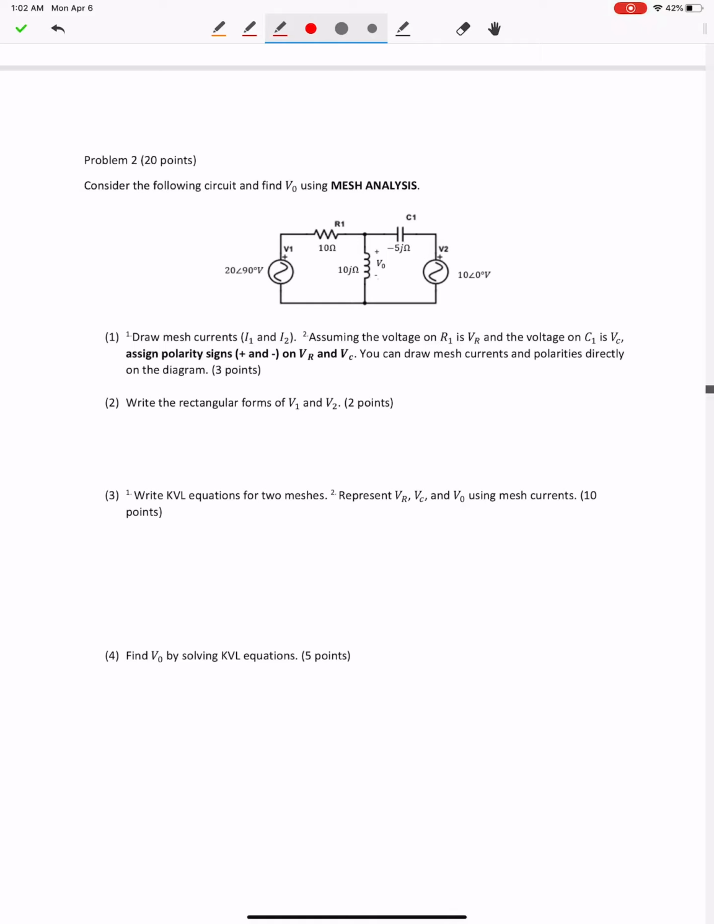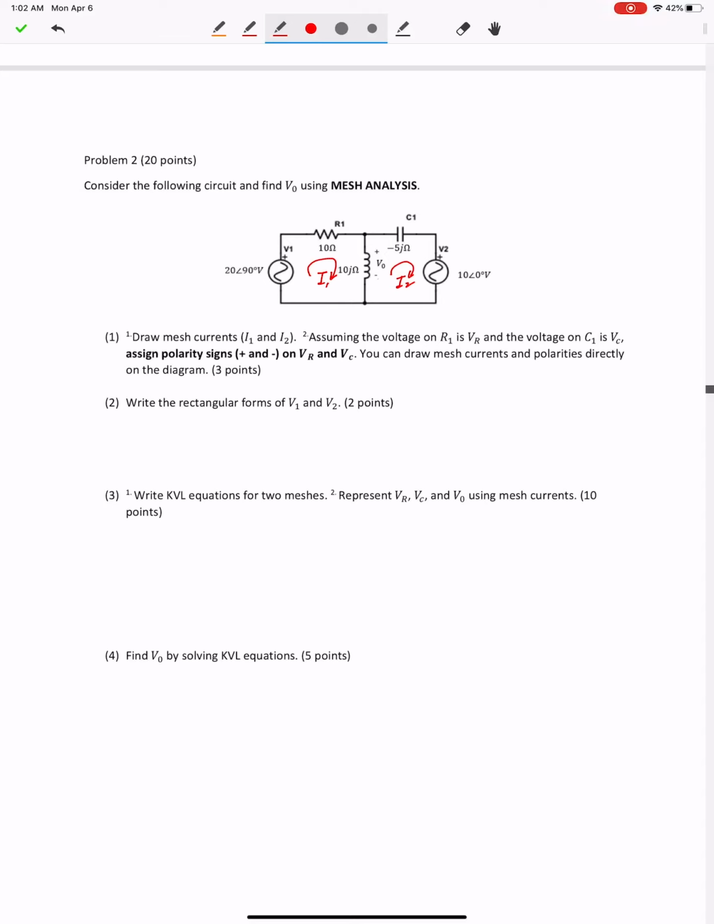Right, for the second problem, it's a mesh analysis problem. First, draw mesh currents I1 and I2. Because we have two meshes, for each mesh you can give one mesh current, and as I mentioned previously, mesh currents are always in the clockwise direction. Alright, so that's the first one.